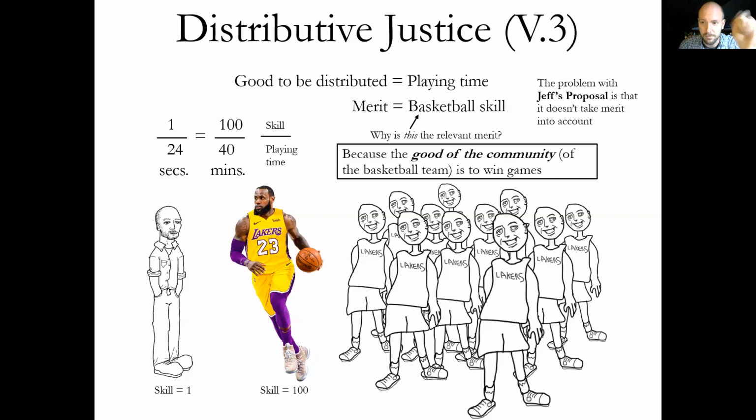Or to draw out the political implications of this a little bit more obviously: the good of the community, what's another word for that? The common good, according to Aristotle. By distributing goods relative to the merit of the individuals, we best ensure that the common good is achieved. The common good of a basketball team is winning games. You achieve that common good by distributing playing time in proportion to one's skill at basketball.